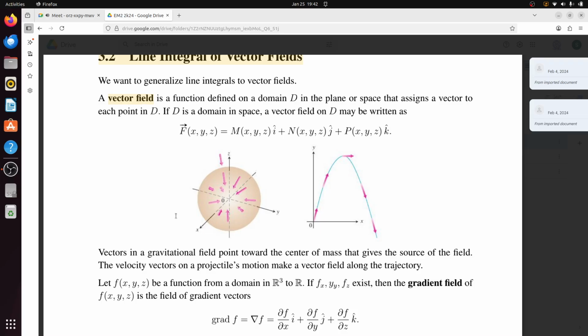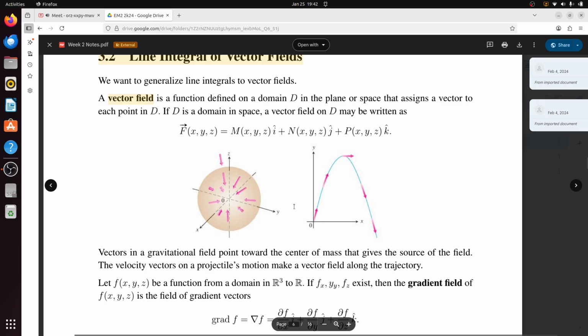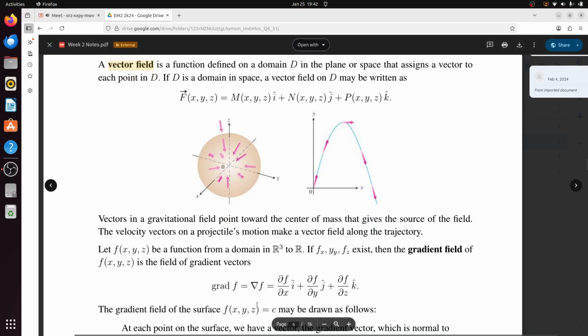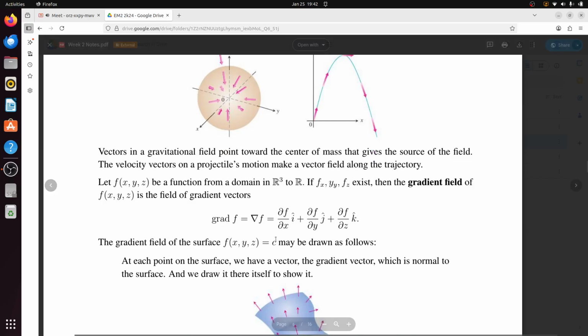Okay, so one of the important concepts here comes from what is called the gradient. So what do we mean by gradient? Gradient is actually a vector quantity. If you have a scalar function, let f(x, y, z) be a scalar function from domain R cube to R, and this is a typo, that is not f_yy, it is f_y. If f_x, f_y and f_z exist, then the gradient field of f(x, y, z) is the field of gradient vectors, grad f equal to del f del x i cap plus del f del y j cap plus del f del z k cap, and this is called the gradient of f.